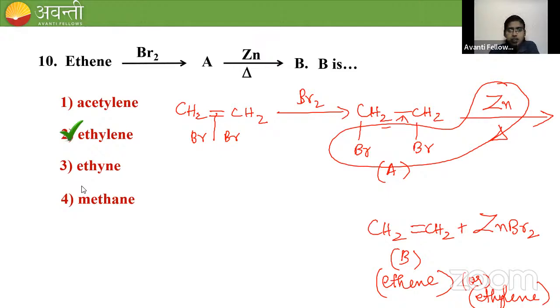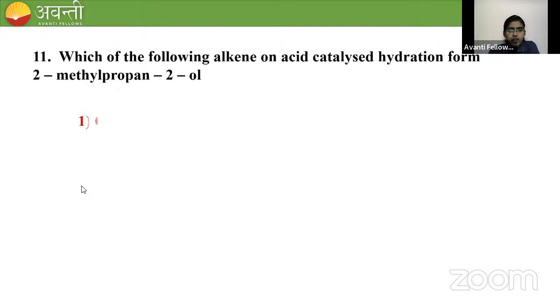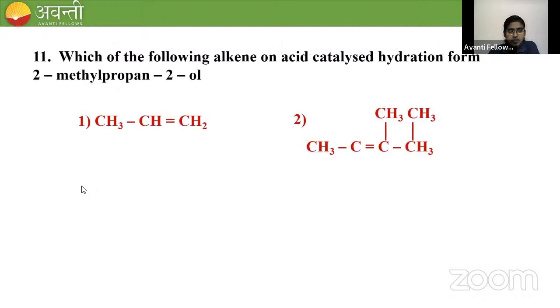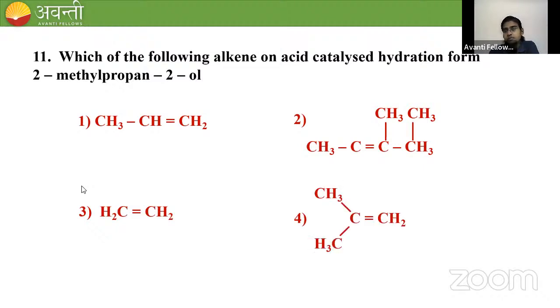Question number 11. Which of the following alkene on acid catalyst hydration forms 2-methyl propan-2-ol? So 4 alkenes are given to you and it is undergoing acid catalyzed hydration and giving an alcohol. And that alcohol contains how many carbons? So 2-methyl: methyl has 1 carbon and propane contains 3 carbons. So totally the alkene should contain 4 carbons in it.